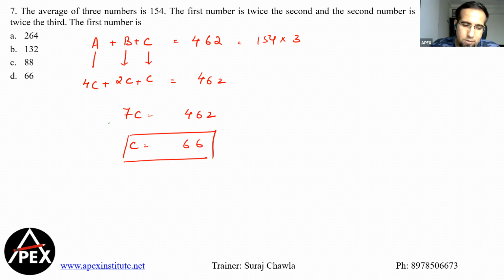Clear, guys? Now what is the question asking us? The question is asking us, find the first number. The first number is 4c. That's going to be 4 into 66, which is going to be 264. And that's going to be your answer.